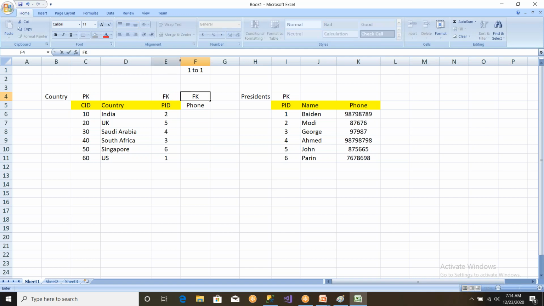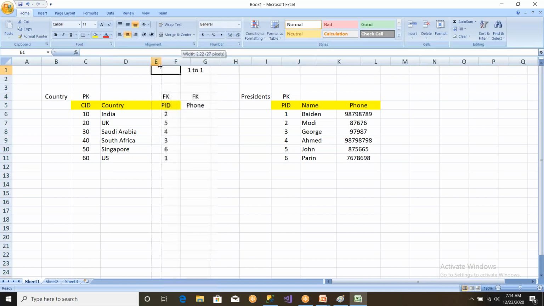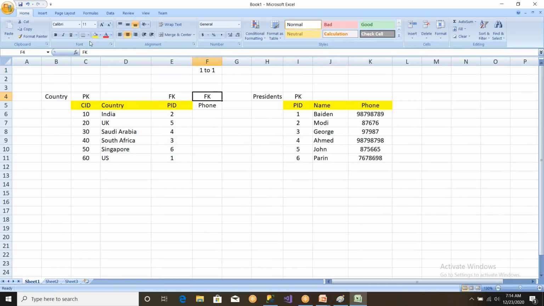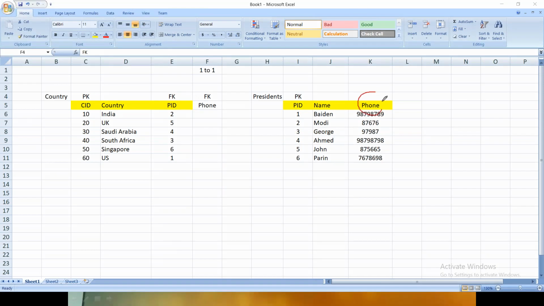So this is not required. This is completely not required. You can just leave it or delete it. So now the link is created from this unique key to this. This is not required. So you can have a phone number.